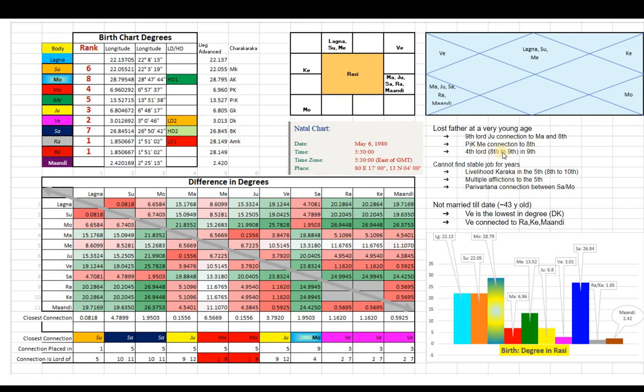The 4th lord, which is 8th to the 9th. So the 4th lord is Moon, and the fourth lord is in the ninth itself. Moon is in the ninth itself, and Moon is connected to Saturn, and Sun is also connected to Saturn. He lost his father. So these are throwing out some information like that.